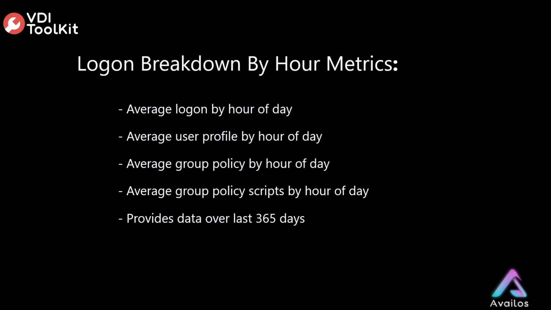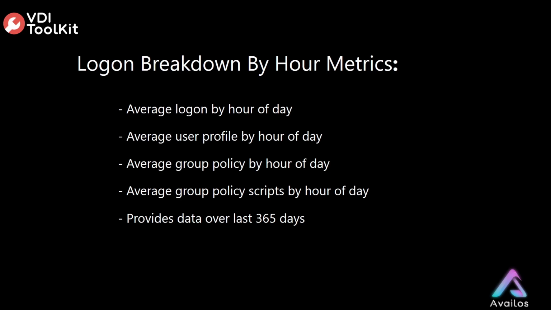The Logon Breakdown by hour metrics provide information on average logon by hour of day, average user profile by hour of day, average group policy by hour of day, and average group policy scripts by hour of day. This data is also accumulated over the previous 365 days. This can be helpful in determining if login times are degraded during certain hours of the day.